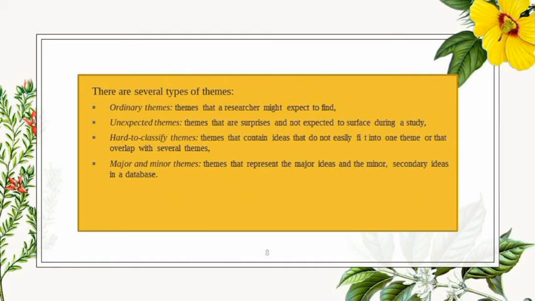There are several types of themes. The first, ordinary themes. Themes that a researcher might expect to find. Second, unexpected themes. Themes that are surprises and not expected to surface during a study. Third, hard to classify themes. Themes that contain ideas that do not easily fit into one theme or that overlap with several themes. And last, major and minor themes. Themes that represent the major ideas and the minor, secondary ideas in the database.